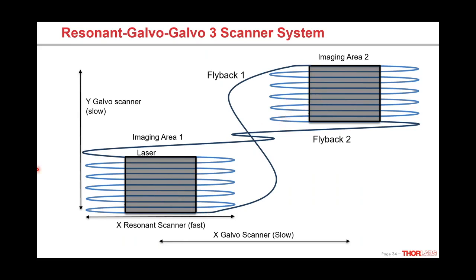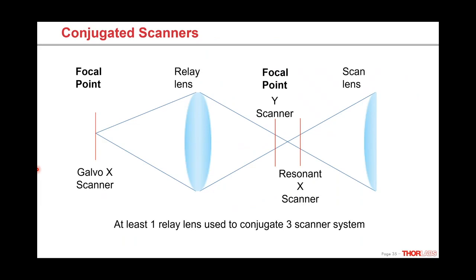This is achieved by having three scanners, and it's typically done by pairing one set of scanners next to the scan lens and then having a relay lens and placing the other conjugate scanner on the other side of that relay lens. However, one could also use two relay lenses to achieve this same system and then perfectly conjugate all those scanners to the back aperture of the objective.